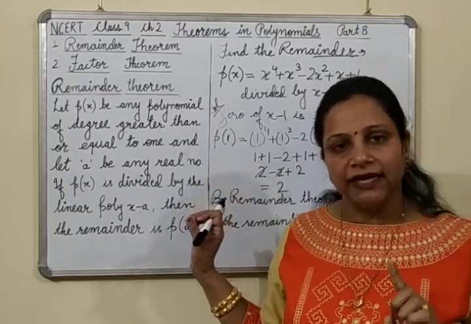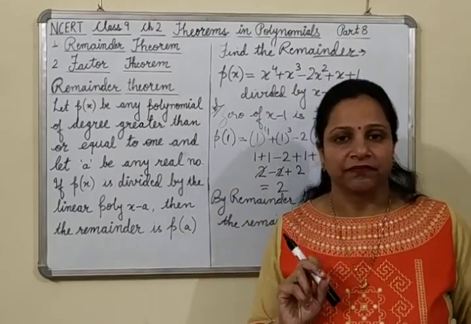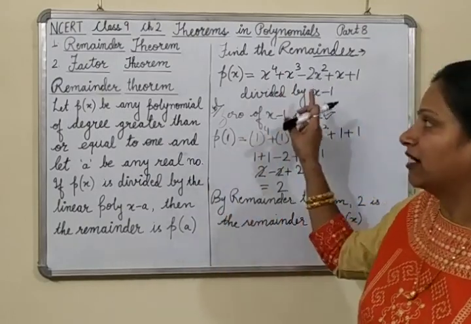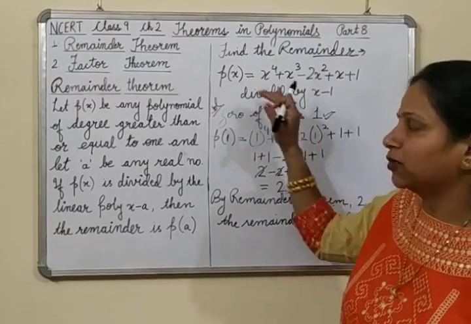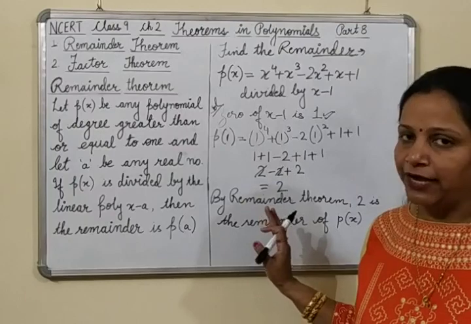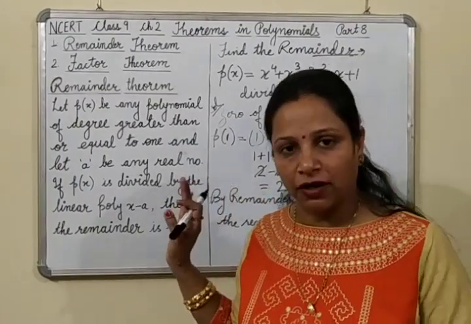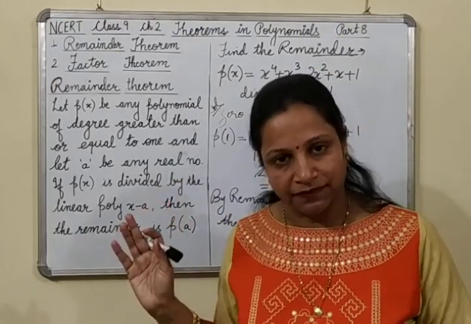But if specifically it is given that find the remainder without division or find the remainder by remainder theorem, then you have to find the zero of the divisor and then you have to put the same value for x and then you get the remainder. I hope I am clear. So please practice a few questions of this remainder theorem. After that, we will be dealing with exercise 2.3.